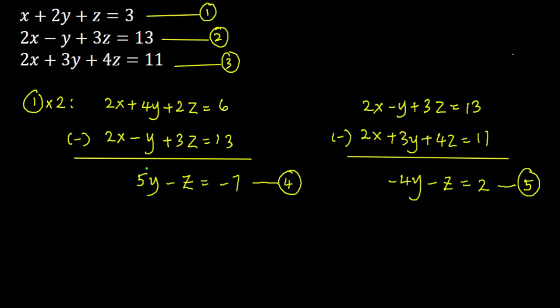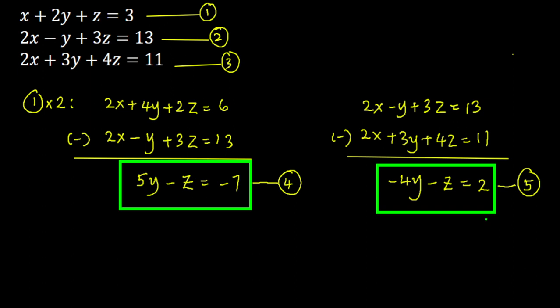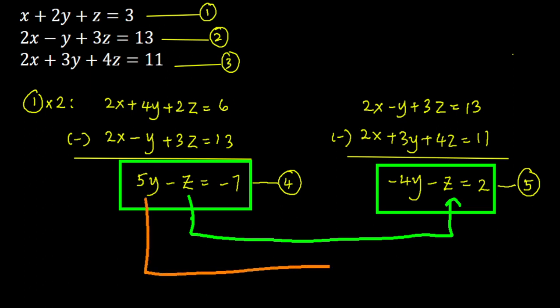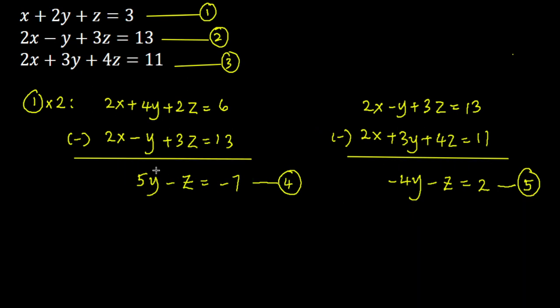As you can see here, you have equation number 4 and equation number 5, both in variables y and z. Let's eliminate one of the variables, maybe z, because if you compare them, the z here is negative z, and here also negative z. Your y here is 5y, and here negative 4y. If you subtract equation number 5 from equation number 4, I think we can eliminate z. Let's try. They are common, negative z and negative z.